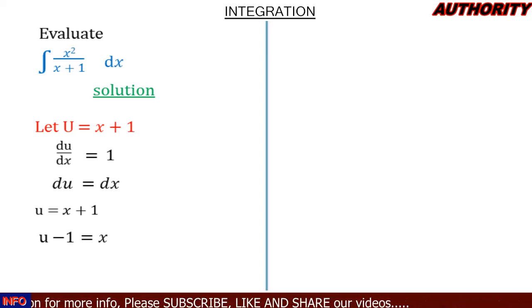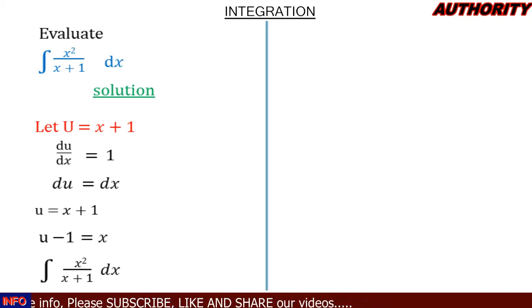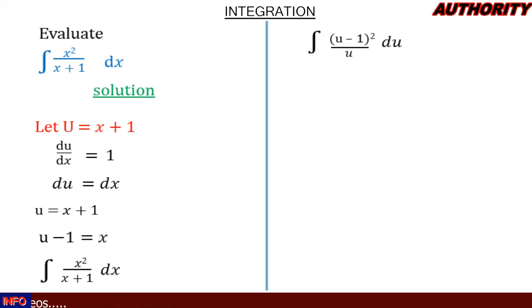Then we'll have x squared. Now let's go. We have the integral of x squared all over x plus 1 dx, right? Good. In place of x now, we write u minus 1, but we have x squared, right? That means we have u minus 1 squared all over u du. In place of x plus 1, we write u, and in place of dx, we write du.